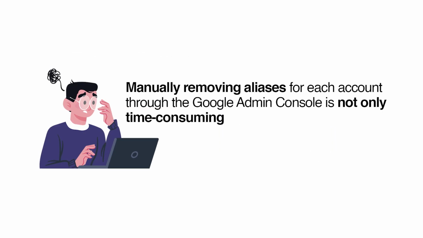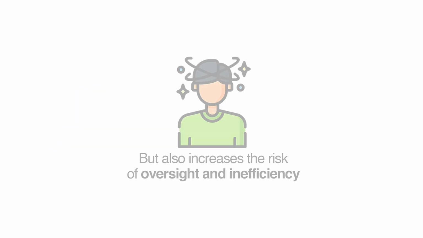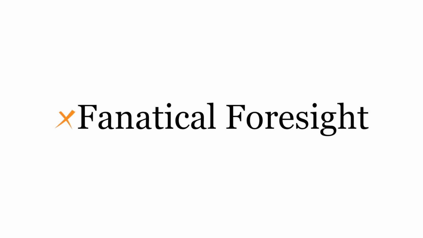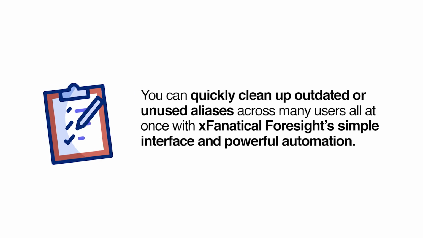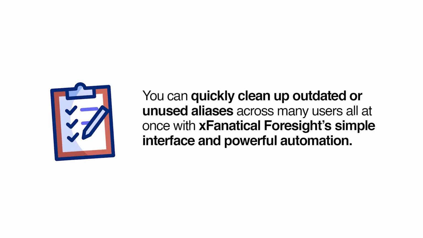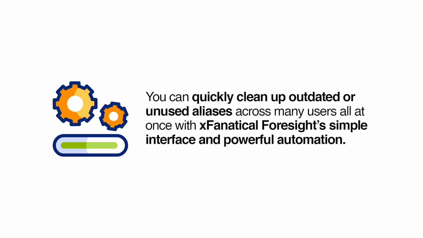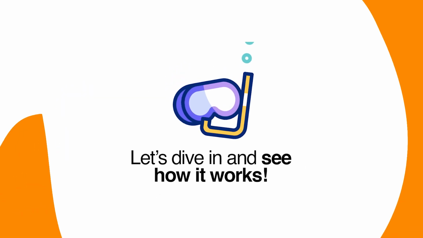Manually removing aliases for each account through the Google Admin Console is not only time-consuming but also increases the risk of oversight and inefficiency. That's where X-Fanatical Foresight comes in. Instead of removing aliases one by one in the Google Admin Console, you can quickly clean up outdated or unused aliases across many users all at once with X-Fanatical Foresight's simple interface and powerful automation. Let's dive in and see how it works.